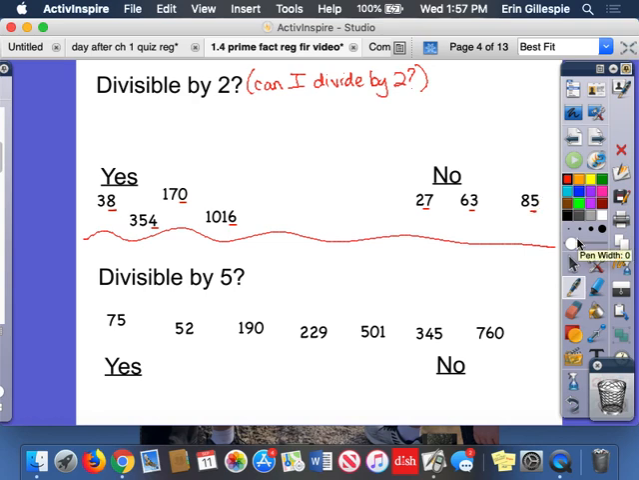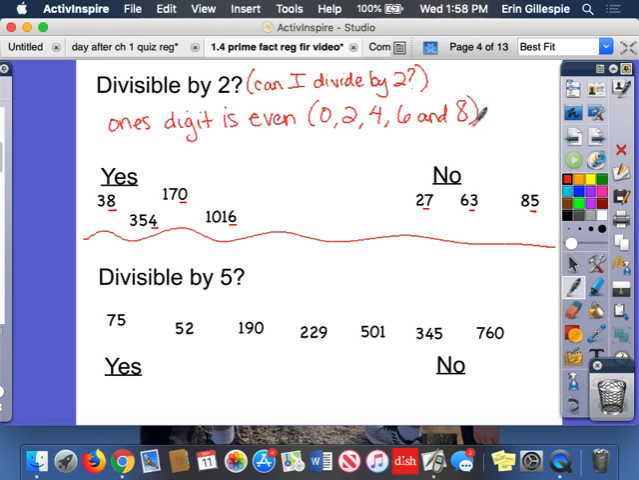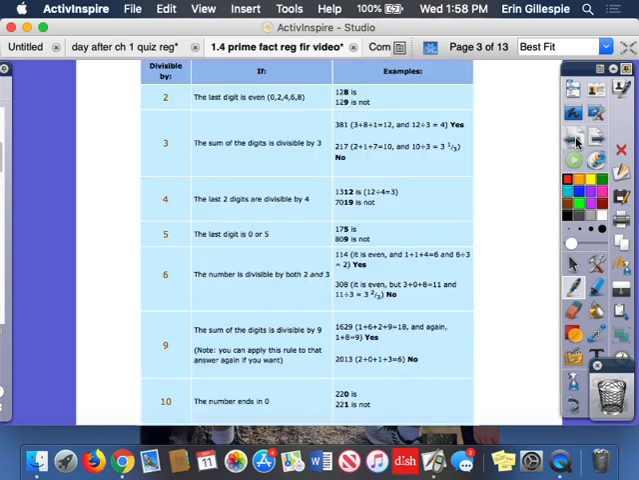So what's the rule? How can I tell if something's divisible by 2 or not? The ones digit is even. And remember, your single digit even numbers are 0, 2, 4, 6, and 8. There's more even numbers than that, but your single digit even numbers, okay, are 0, 2, 4, 6, and 8, okay? That's also on that yellow sheet that I gave you.